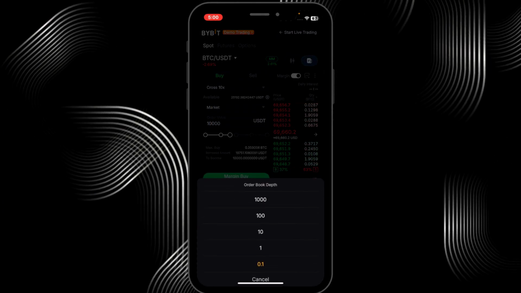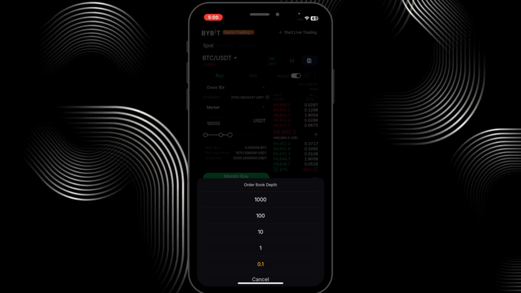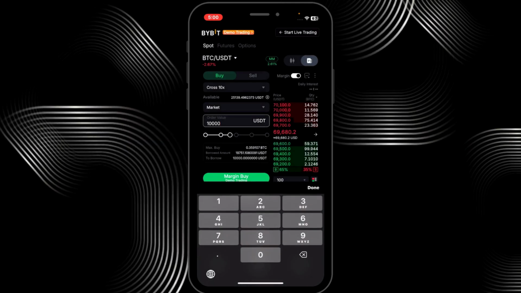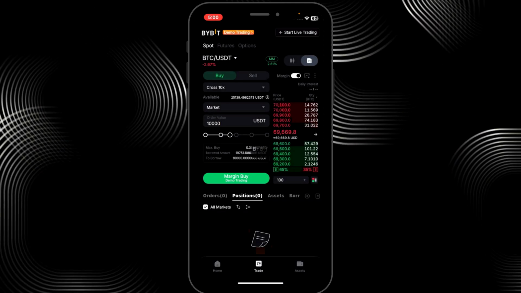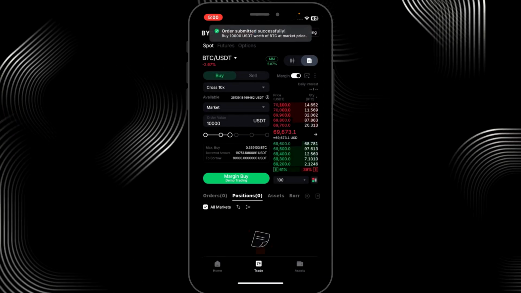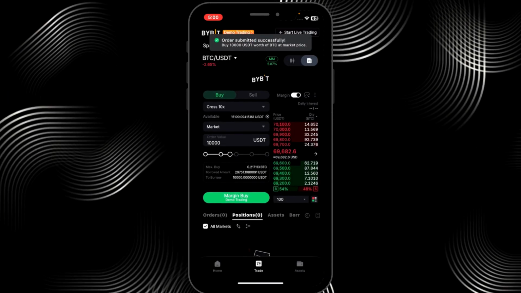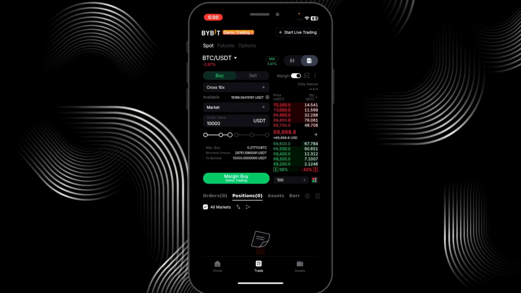right, and order the order book depth. Let's say 100, hit margin buy at the market price, and basically that's it. That's how you increase the leverage on Bybit.